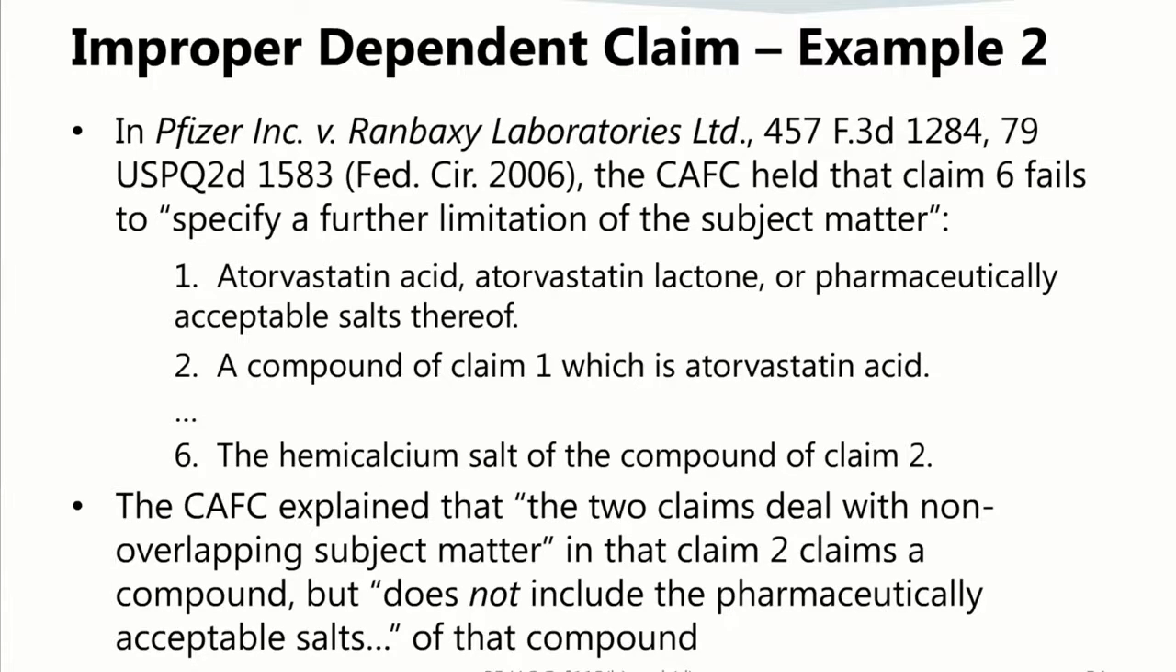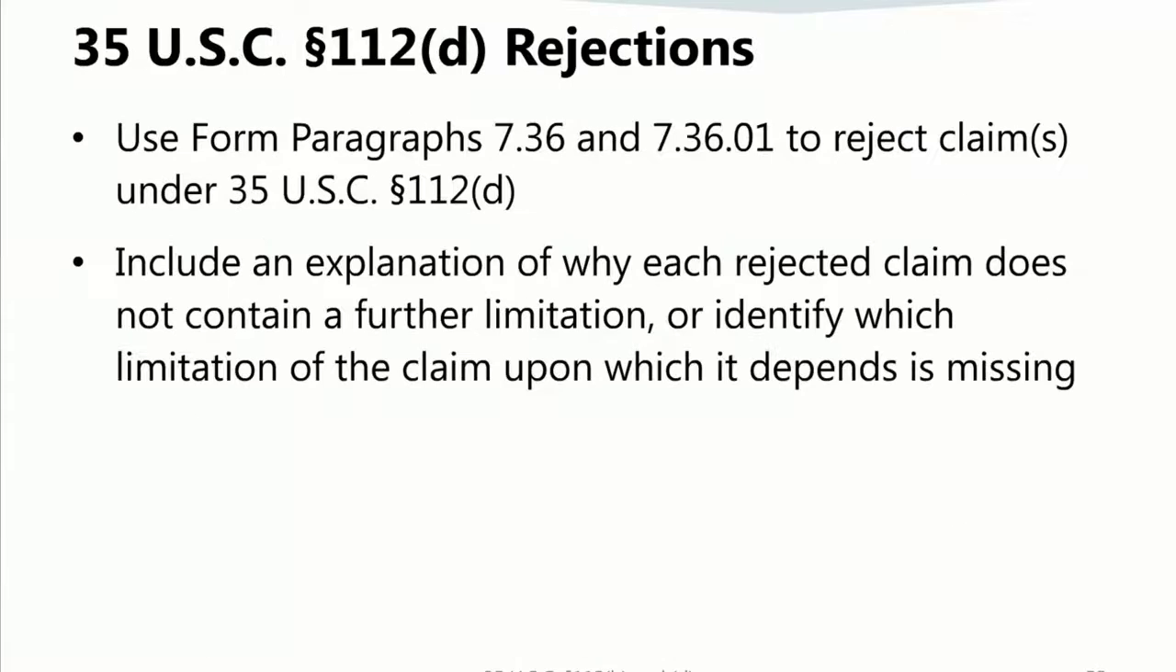Due to this claiming structure, Claims 2 and 6 are now dealing with non-overlapping subject matter, and Claim 6 should depend directly from Claim 1 and not through Claim 2. When making a rejection under 112d, use form paragraphs 7.36 and 7.36.01. Be sure to include an explanation of why the claim does not further limit the base claim from which it depends.